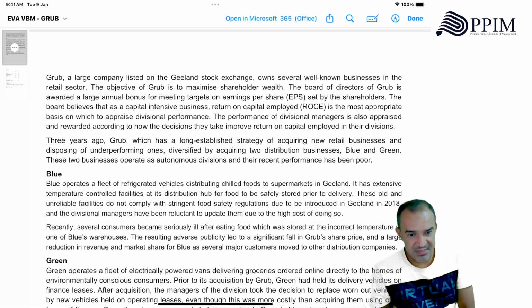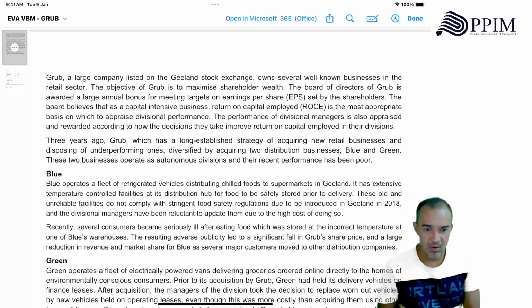So it's a listed company, right? The objective is to maximize shareholder wealth. Targets on EPS are set by the shareholder. The board believe that for a capital intensive business, return on capital employed is more appropriate. Right, take down.